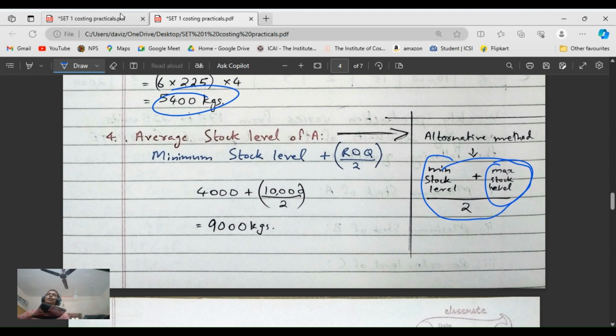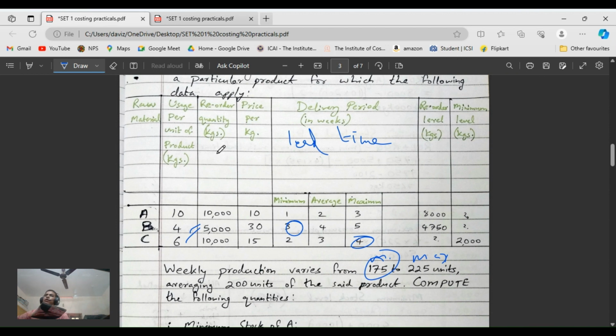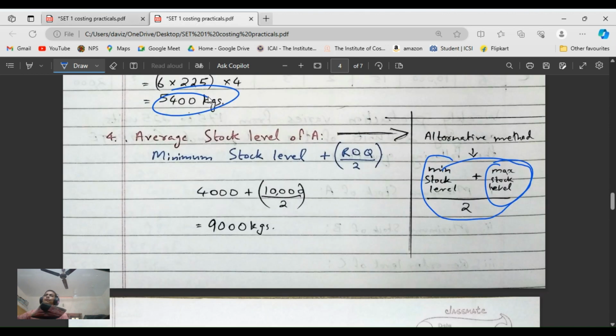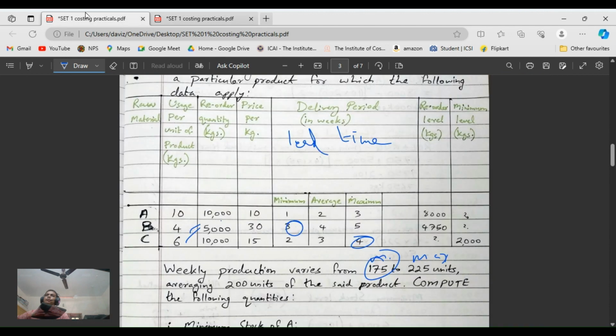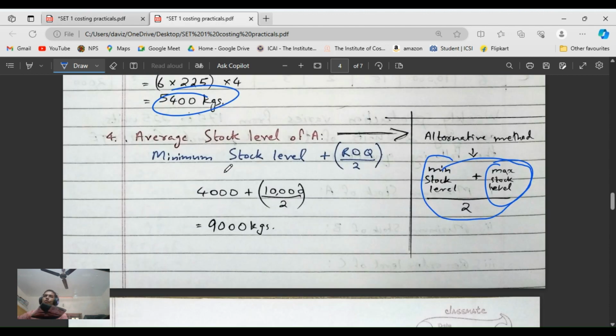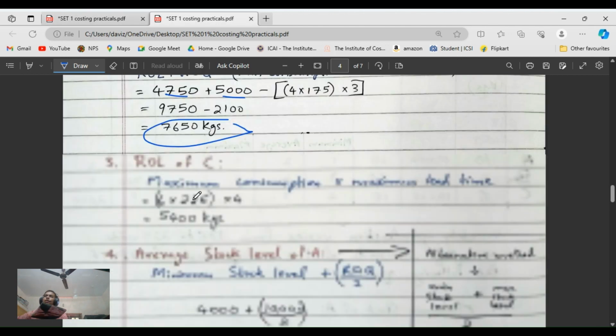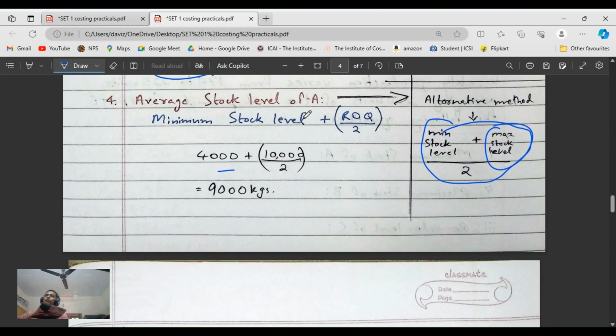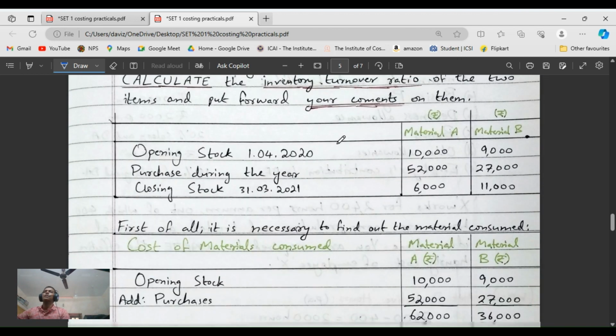What is the reorder quantity of A? Reorder quantity is 10,000. Minimum stock level we found out is 4000. So 4000 plus reorder quantity by 2. So it is 9000 kg, the average stock level of A. So we solved that question.